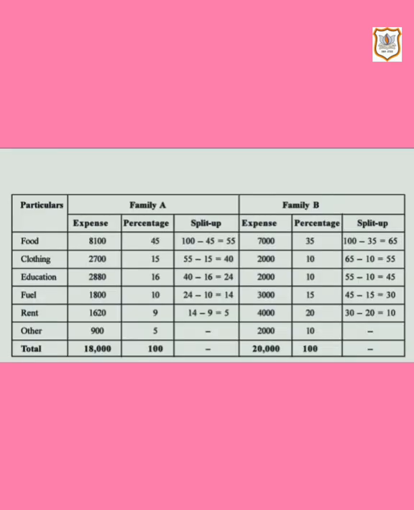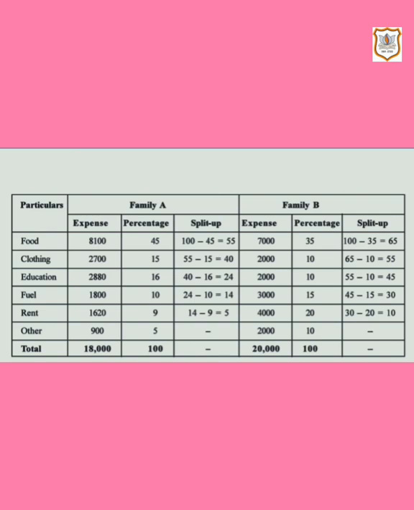Before drawing the percentage divided bar diagram, first we have to find out the split up line on the basis of percentage. So here we have prepared the table for family A and family B. We have written out all the expenses of family A and family B. The total expense of family A is 18,000. Now we have to take out the percentage on the basis of total expense. So the food expense for family A is 8,100, and the total expense of family A is 18,000.